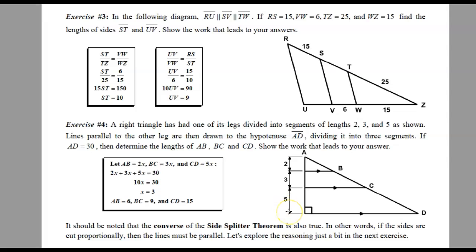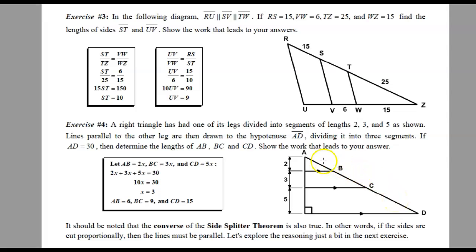All right, exercise 4: a right triangle has one of its legs divided into segments 2, 3, and 5. Lines parallel to the other leg are drawn, and it's dividing into 3 segments as well. It's telling us that the whole length from A to D is 30. Now we don't know what each individual segment along AD is equal to. However, we do know that it's got to be some multiple of 2, 3, and 5, because everything's supposed to be proportional coming across this side splitter.